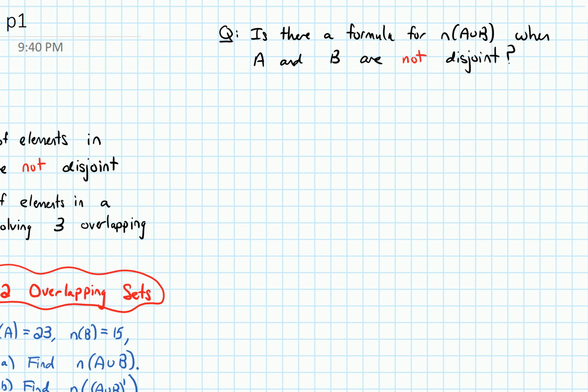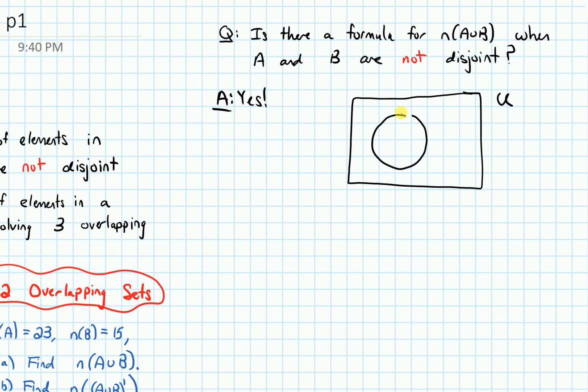So the question that I want to ask next is, is there a formula for the number of elements in A union B, when A and B are not disjoint, like they were in this question? And the answer is yes, there is, and I'm going to motivate this with a picture. So I'm going to draw a rectangle for my universal set, and I'll draw a circle for the set A, a circle for the set B, and again, I'm drawing the most general picture where I assume that my 2 sets might overlap.